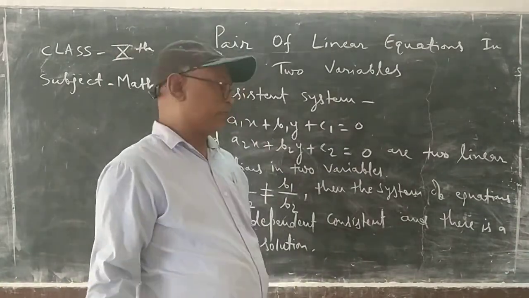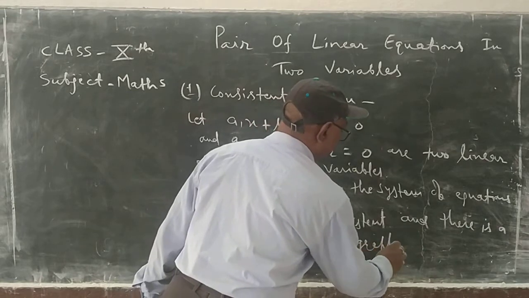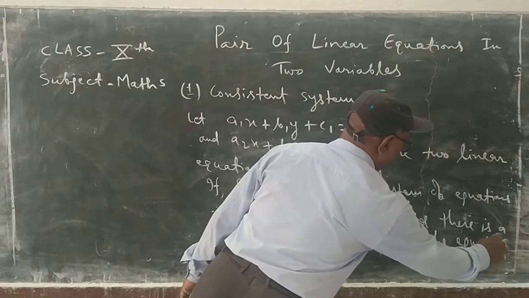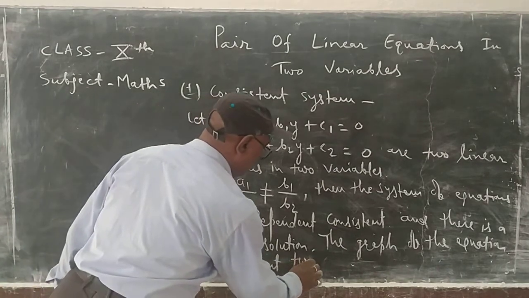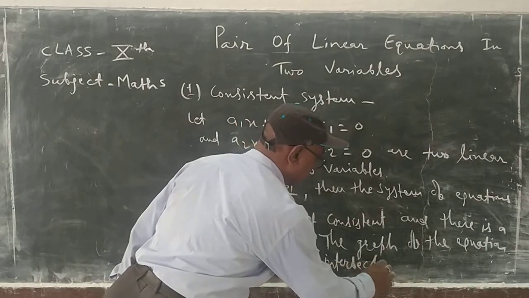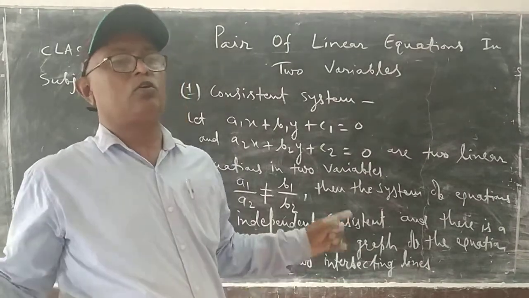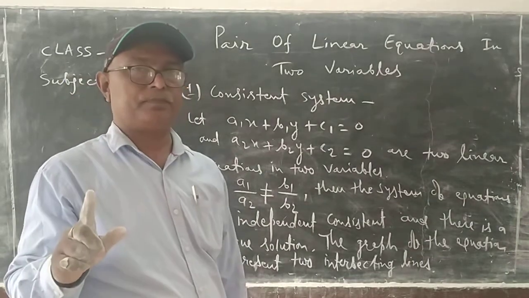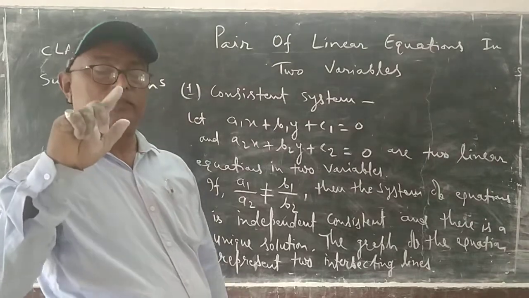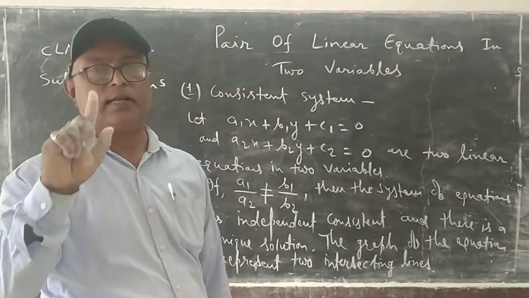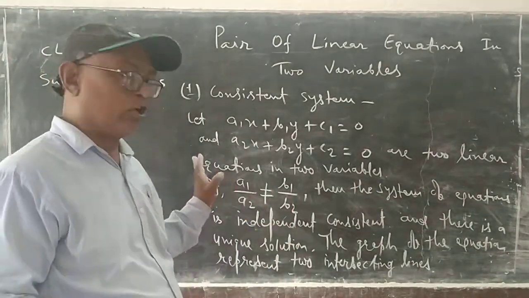If we draw the graph of the equations, then we get two intersecting lines. The graph of the equations represents two intersecting lines, and there is only one point of intersection. If two lines intersect each other, then they must intersect at a point. Therefore, there are two coordinates of that point, and that is the solution of the equation. Abscissa gives the value of x, and ordinate gives the value of y. The coordinates of the point of intersection indicate the solution of the equation.